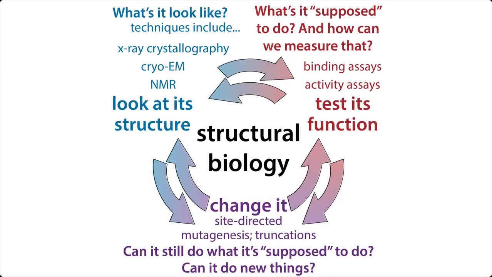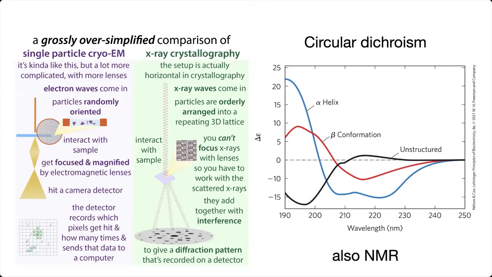So then we can use site-directed mutagenesis to make specific changes. We can do truncations, where we remove parts of a protein to see, is that part important for this? And then go and see whether it can still do the things that it was supposed to do, and if it can do new things, and all this various cool stuff.